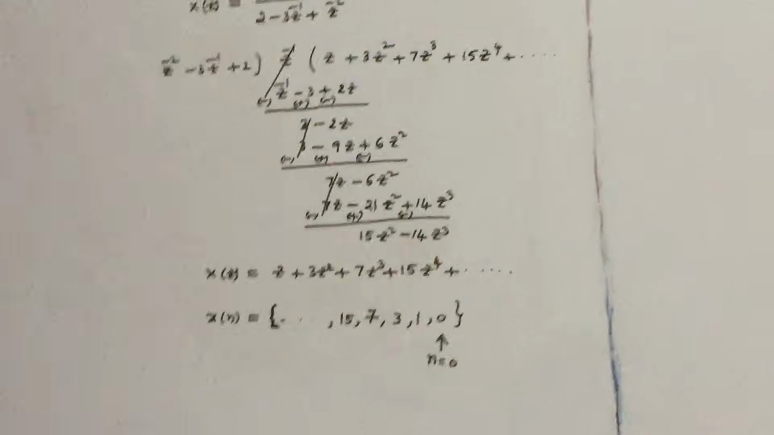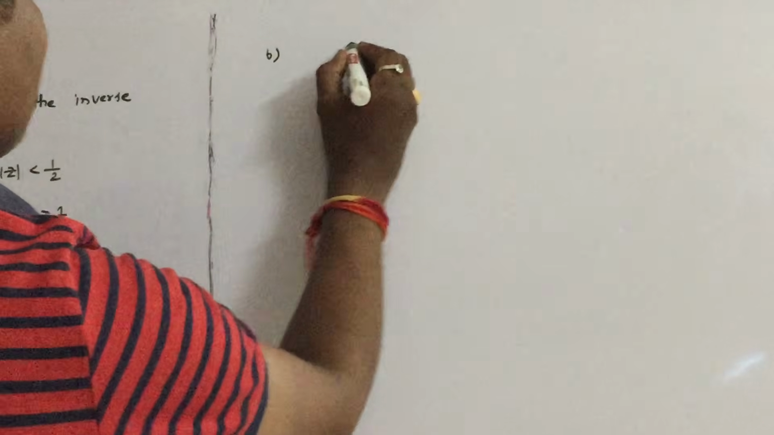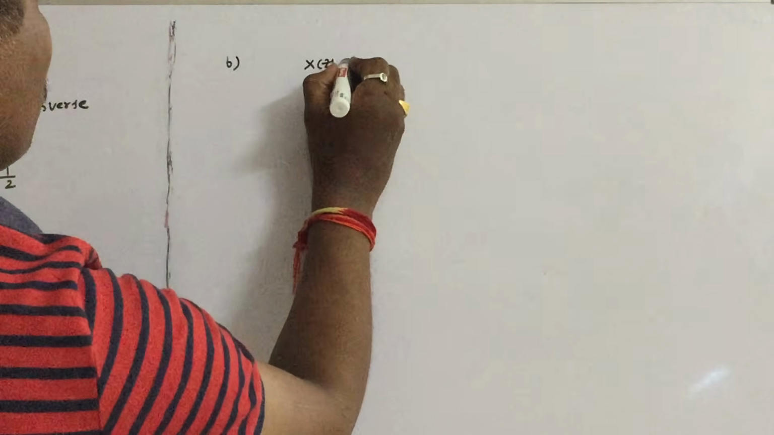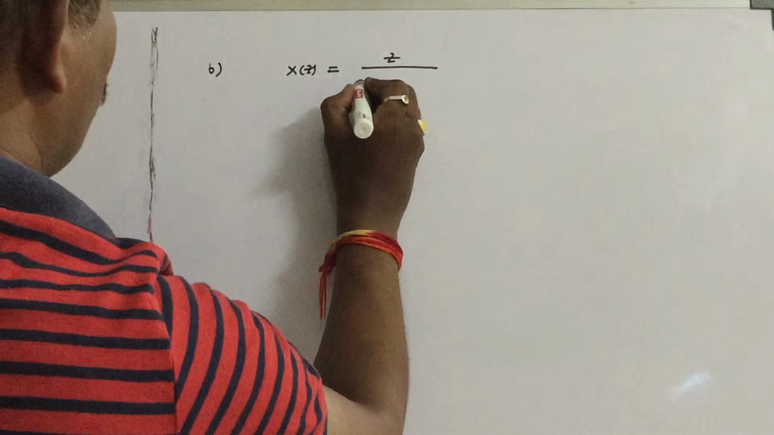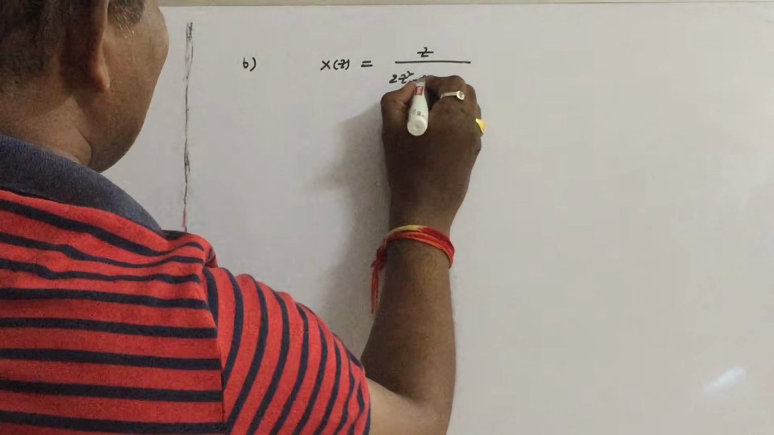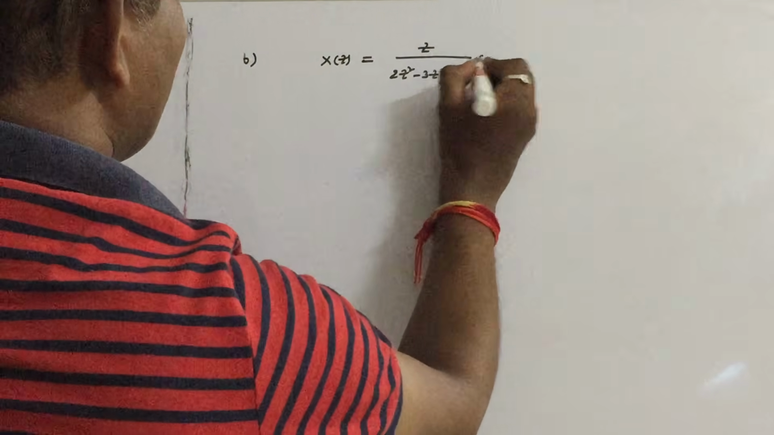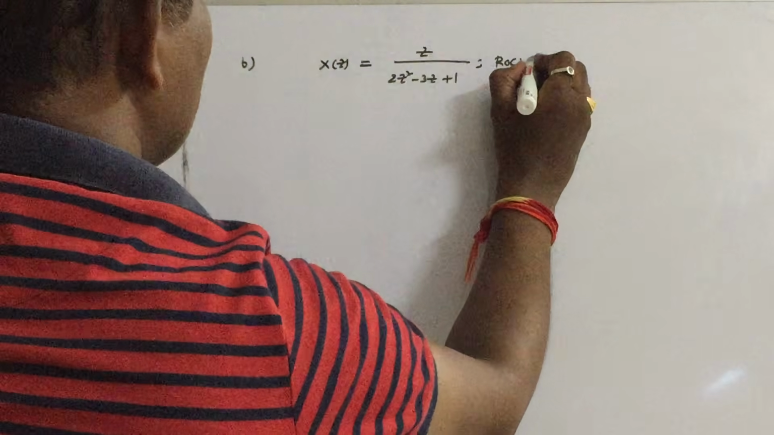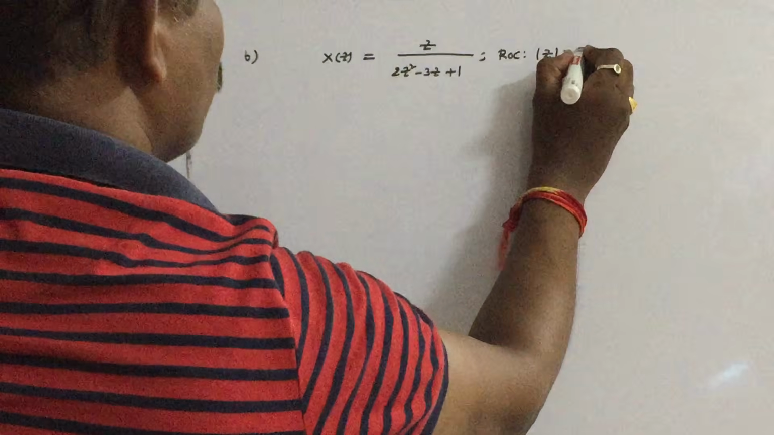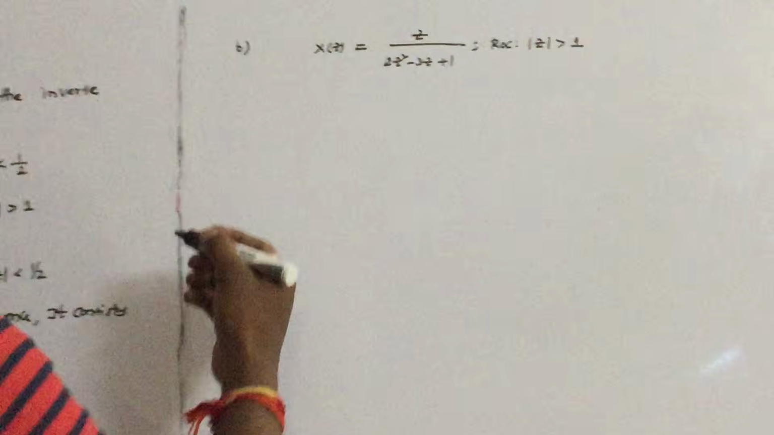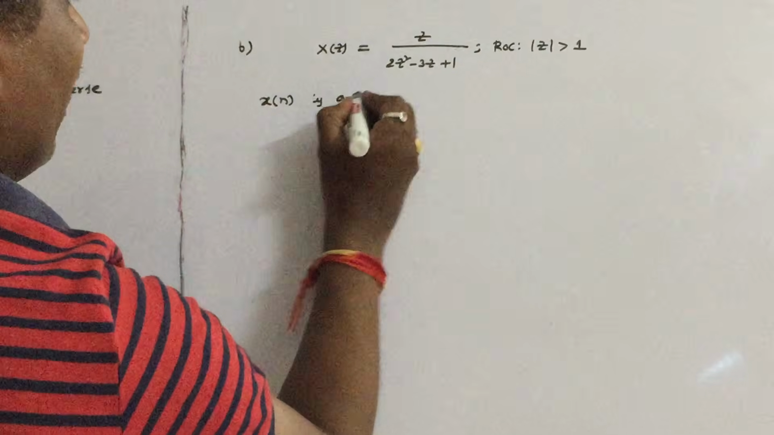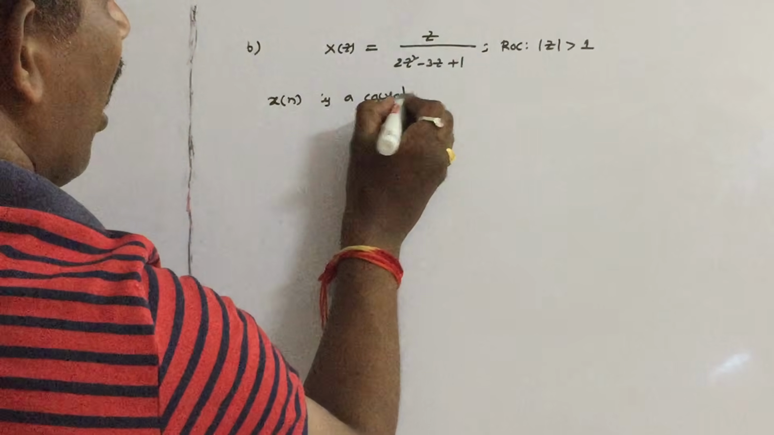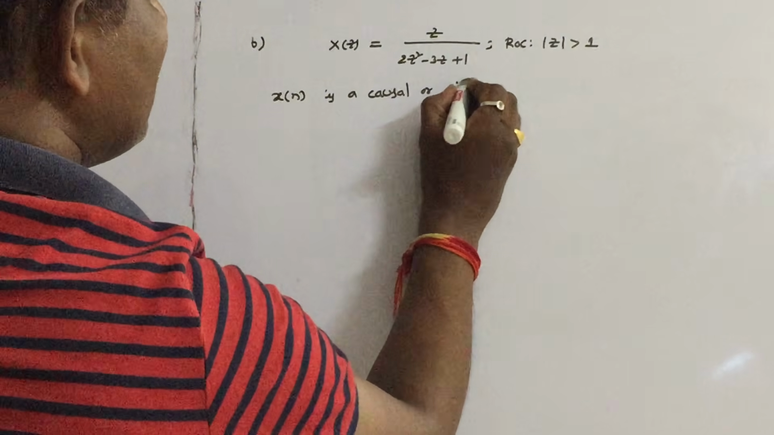Question A. Let us see question B. What is question B given? The same question, X of z is equal to z by 2z square minus 3z plus 1, but the region of convergence is given as mod z greater than 1. So that is outside the circle. So outside the circle, then what is x of n? X of n is a causal or right-sided sequence.